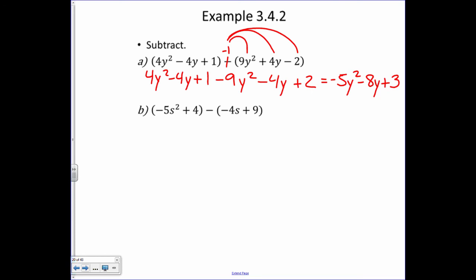And now we want to do the same thing for the second problem. Think of this as plus negative 1 times the second polynomial. So that negative 1 is going to distribute. We're going to get negative 5s squared plus 4 plus 4s minus 9.